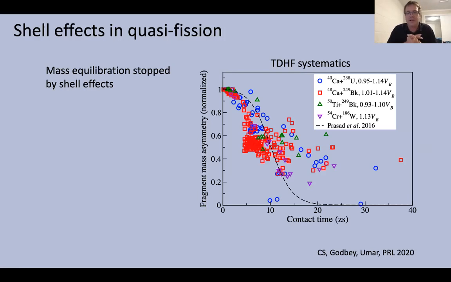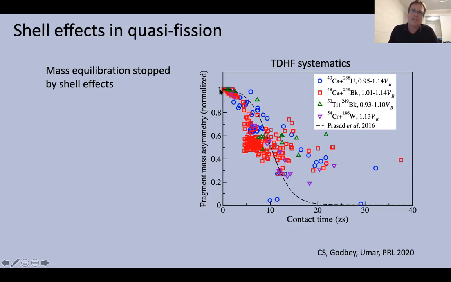What is plotted here is a result of TDHF systematics, a comparison of many TDHF calculations. And just to give you an idea, each point can easily take days, if not weeks or even months, to compute on supercomputers. So we are really talking about heavy, demanding computational calculations here. What is plotted here is the normalized fragment mass asymmetry.